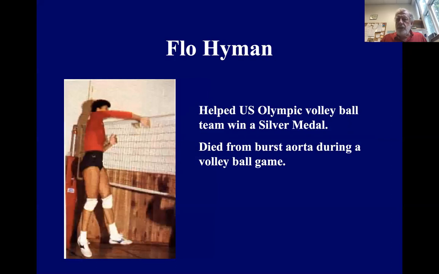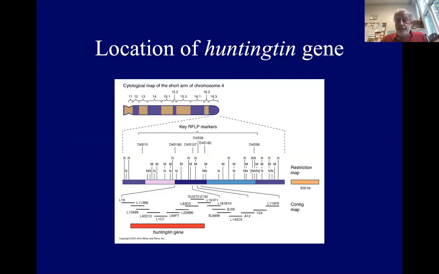Flo Hyman helped the U.S. Olympic volleyball team win a silver medal in the 1980s, I think. And she was 6'5" as well, very tall for a woman. And she was asked to be taken out of a volleyball game because she wasn't feeling well. And she sat down on the bench and slumped over dead. That was because her aorta burst. But they were able to save one of her brothers by going in and doing surgery. So she had a brother with it as well. So people with this shouldn't really be doing sports.